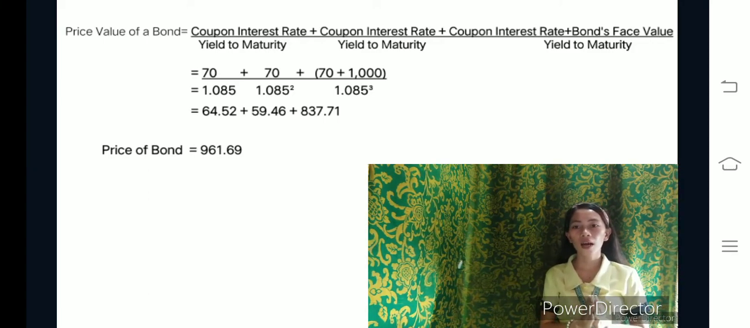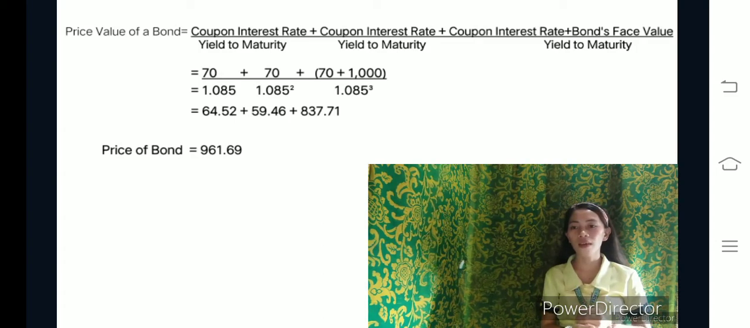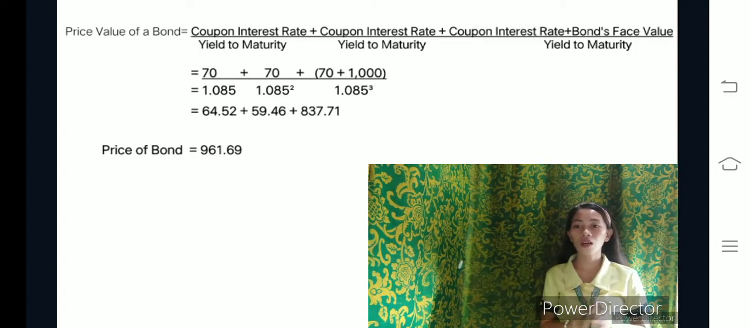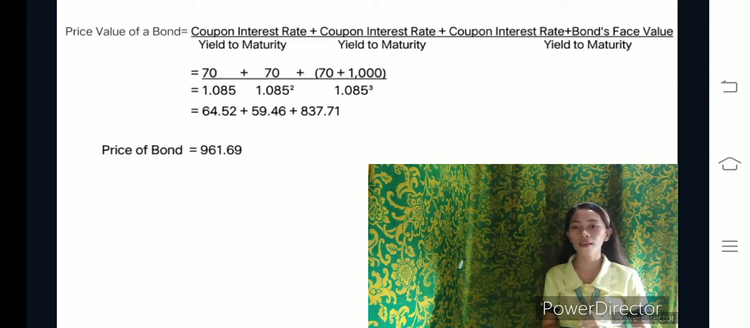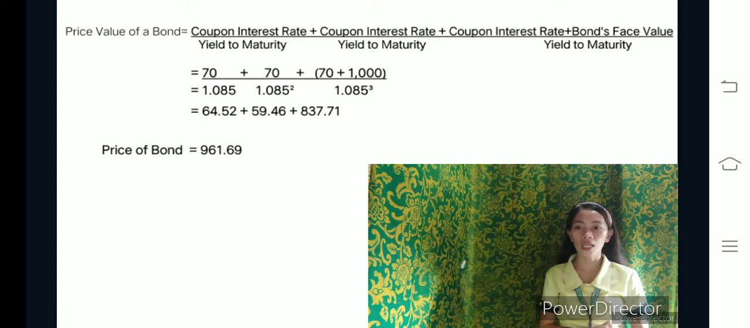And the same with the second year: 70 divided by the yield to maturity, which is 1.085, raised to the power of 2. It's because it's for the second year of a bond. And next is another 70 plus the bond's face value, which is 1,000. So it will become 1,070 divided by 1.085 raised to the power of 3.